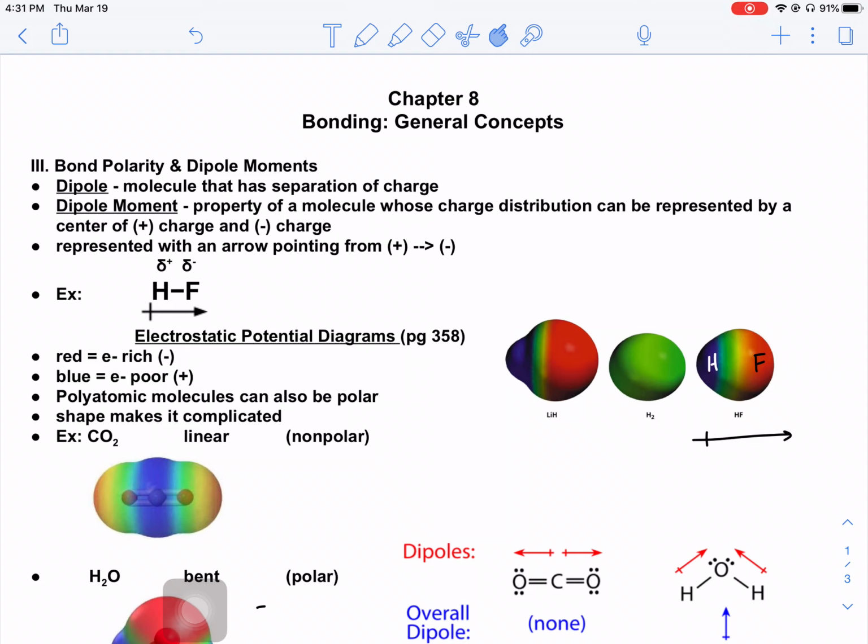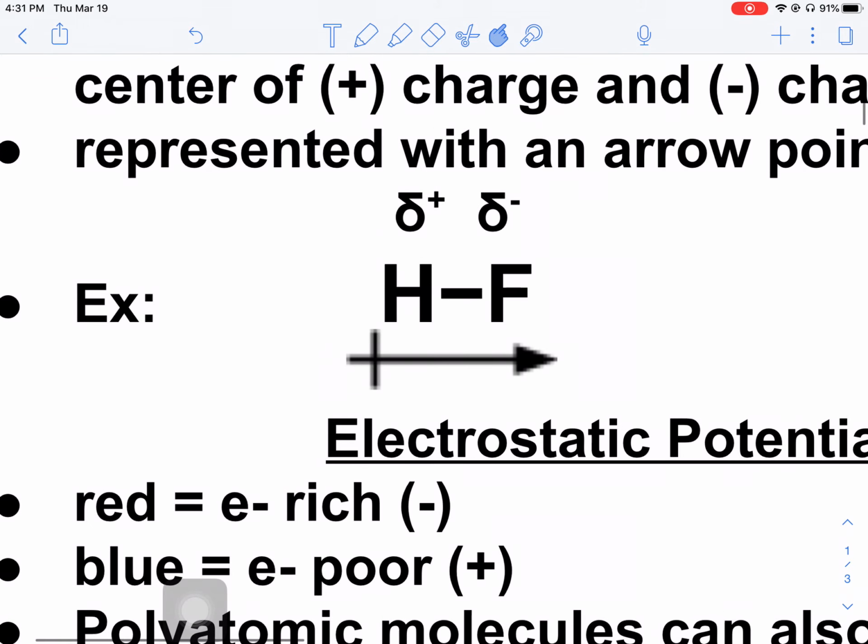I do believe you already know what a dipole is. It's basically any molecule where the electrons are not shared 50-50. It's a molecule in which electrons are kind of lopsided. And one example I can give you would be hydrogen fluoride.